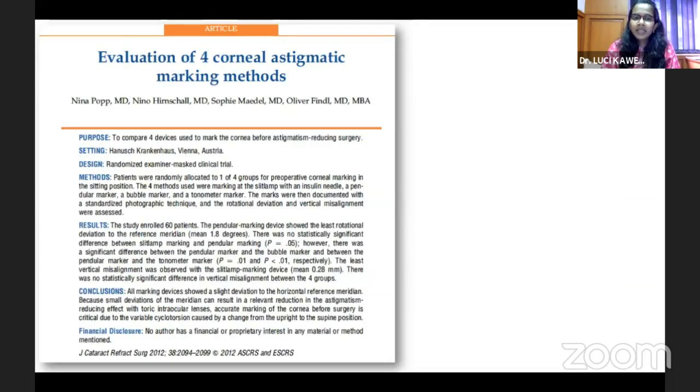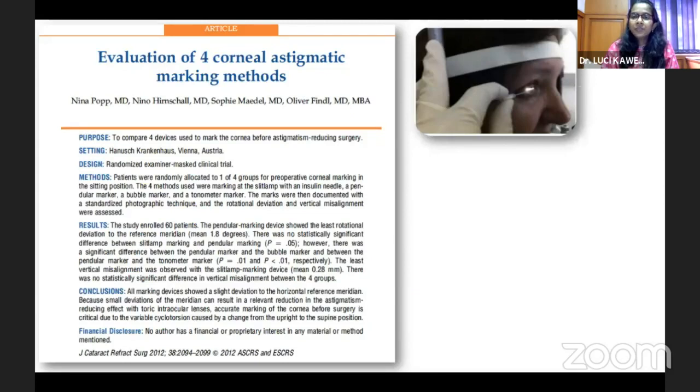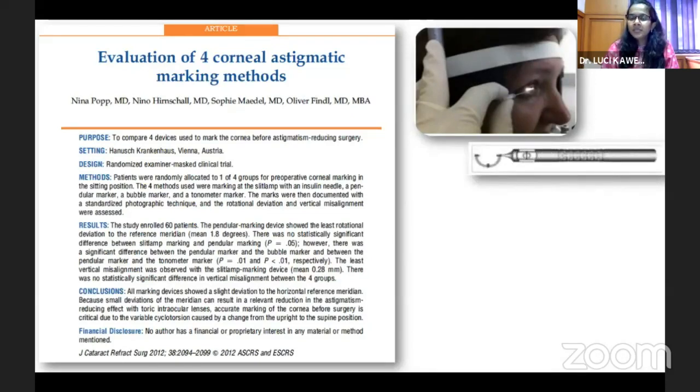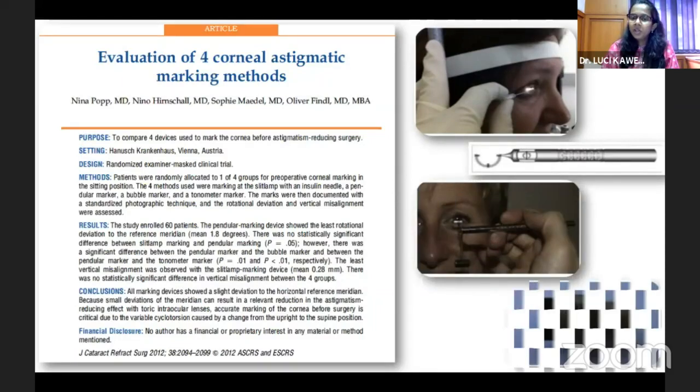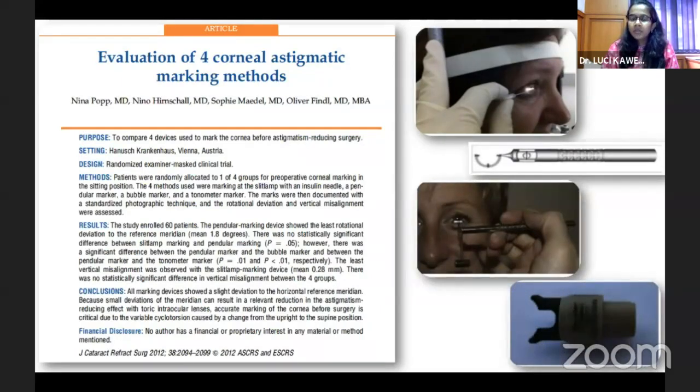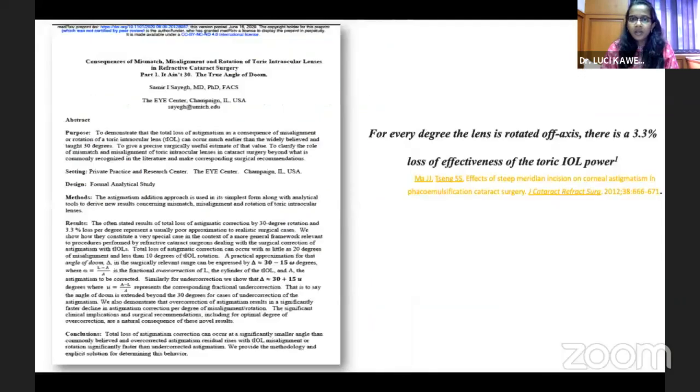Now, these marking errors have resulted in reducing the outcome post-operatively. There was a study done where these 4 manual marking methods were evaluated. They used a needle-based marker, a bubble marker, a pendulum marker, and a tonometer marker. And they found that all these manual marking methods deviated slightly in terms to the horizontal reference meridian. And this, as I said, reduces the outcome of our toric IOL.